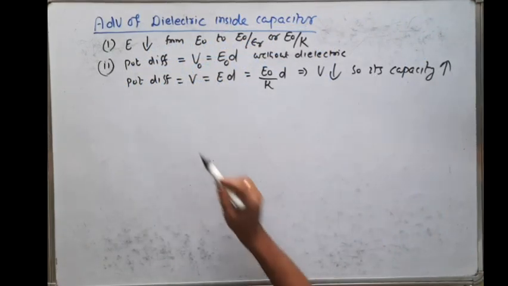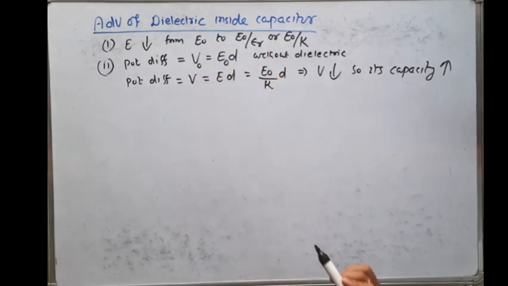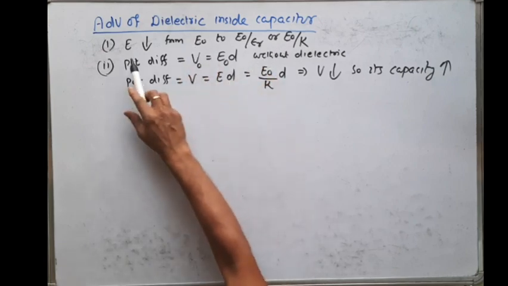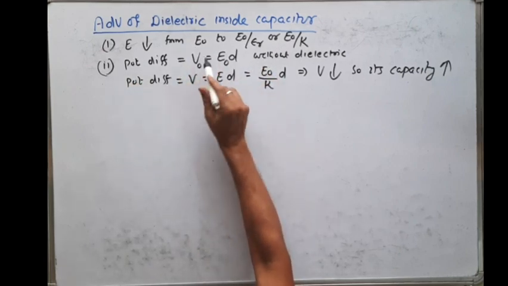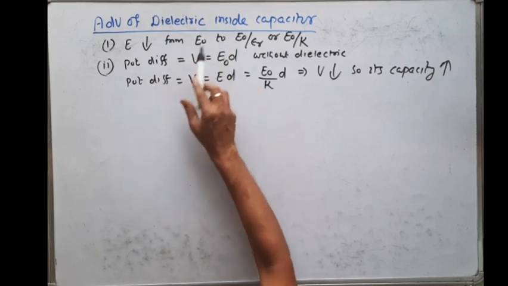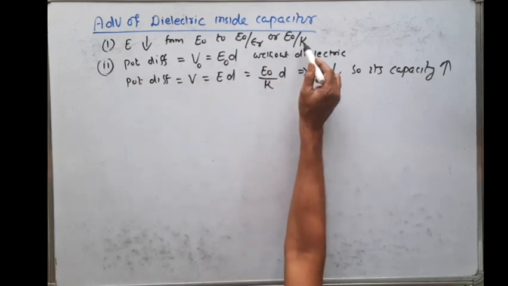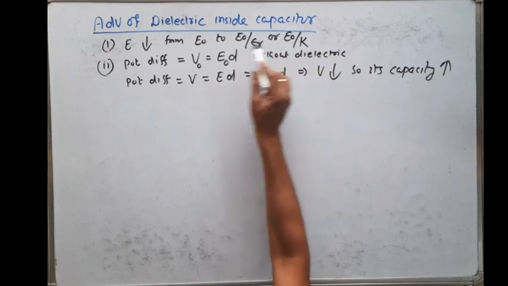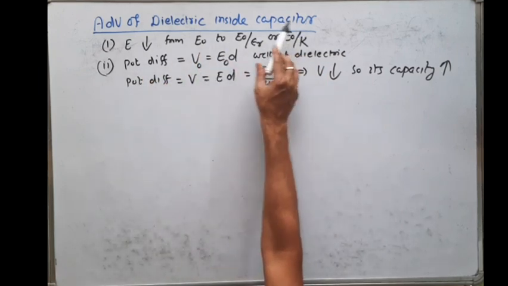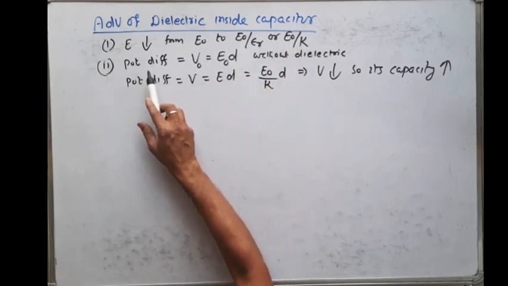Now see, what is the advantage of using a dielectric inside a capacitor? Okay, so why are you using the dielectric inside the capacitor? First of all, without dielectric, what was the electric field intensity? E naught. But using the dielectric, the net electric field intensity is equal to what? E naught by K, and K is greater than 1. So that means the net electric field intensity decreases by using the dielectric. So what is the advantage of the net electric field intensity decreasing?